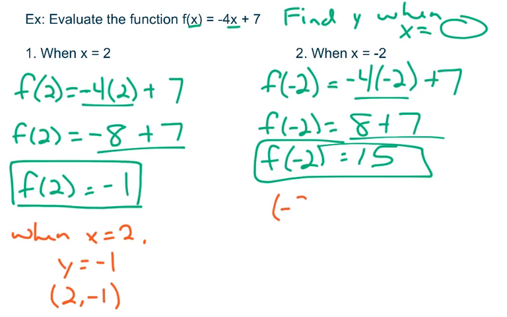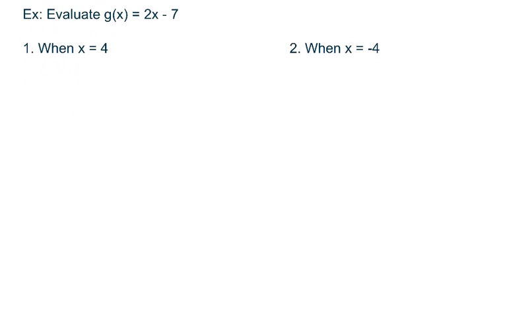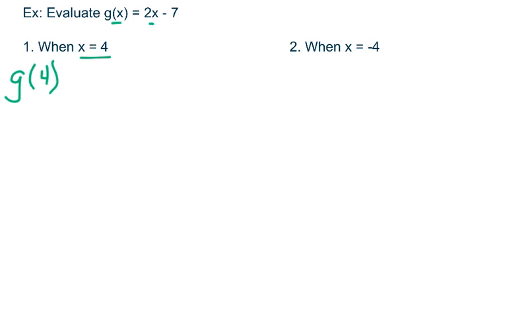What this tells me is that the ordered pair (-2, 15) would be on the graph of negative 4x plus 7. Let's try a couple more. So we've got a new function, g of x is equal to 2x minus 7, and we're going to evaluate when x equals 4 and then when x equals negative 4. So let's start with 4. Again, wherever you see an x value, we're going to replace it with 4. So g of 4, and again, this is an example where we use just a different letter. It's still the same concept, we're just giving it a different name.